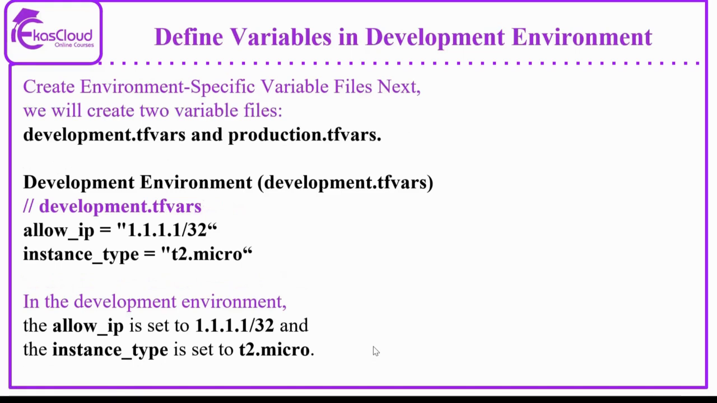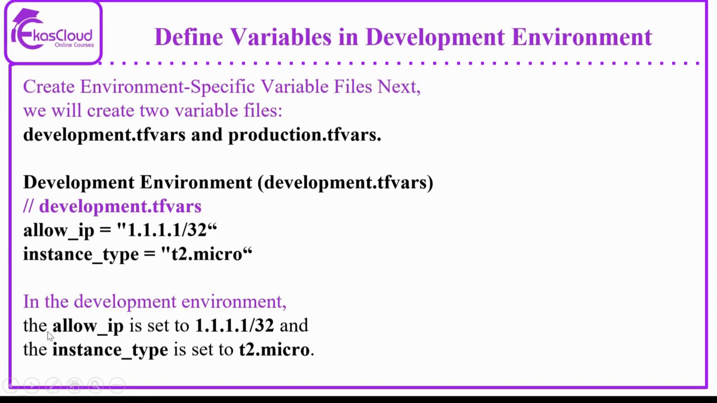Now I am going to show you the method to define development environment variables. Create environment-specific variables files. Next, we will create two variables files. One is the development.tfvars and the other is the production.tfvars file. In the development.tfvars file, you have to specify the key allow_ip with a value, and here you have to specify the IP address. For instance_type you have to mention t2.micro, or any other instance you can mention.